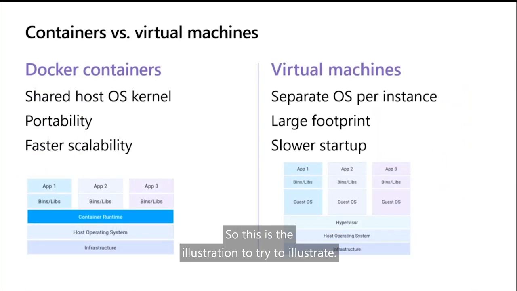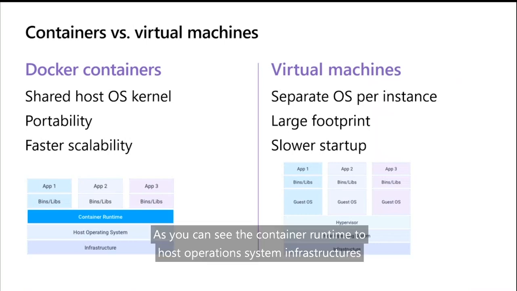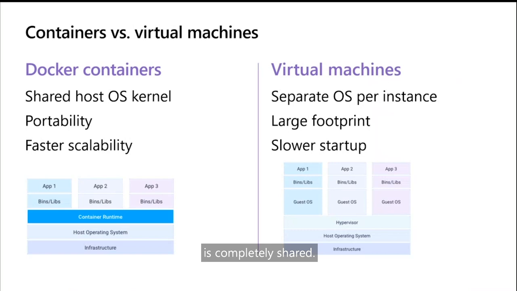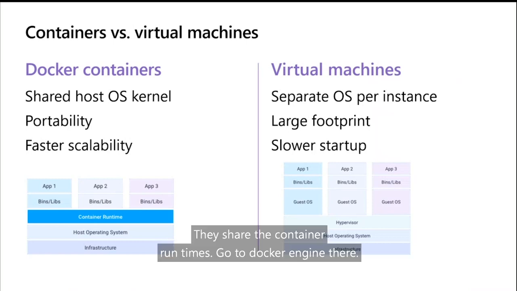So this is the illustration to compare containers and traditional virtual machines. On the left-hand side, I've tried to illustrate the Docker containers. As you can see, the container runtime, the host operating system and infrastructure are completely shared. Just two things are isolated: the application, obviously, your great applications, the binaries and the libraries are completely separated. They share the compute container runtimes.